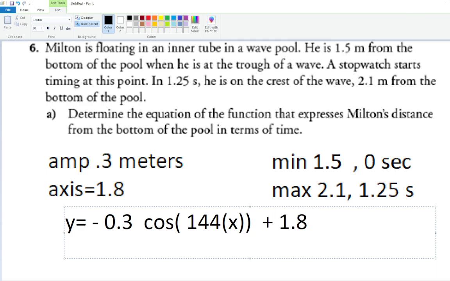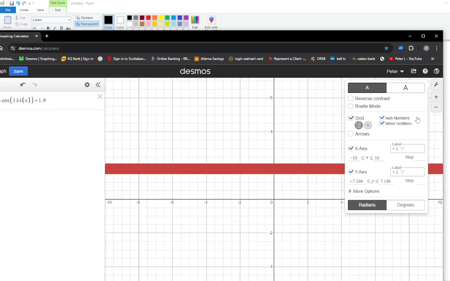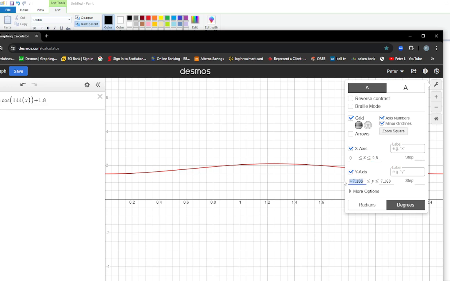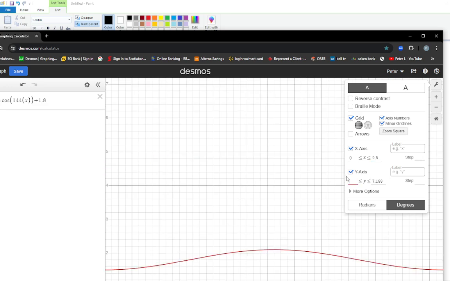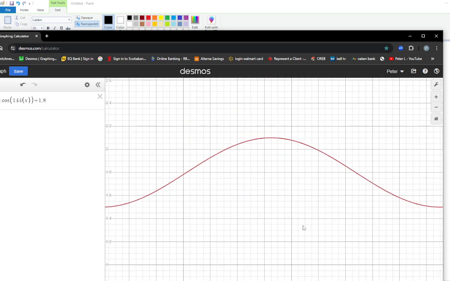And if you ever want to make sure, you pull up Desmos and you make sure it matches the description of what they've told us. Now, sometimes Desmos will look like this. And you have to remember to go in here and make sure your x shows one period, so from 0 to 2.5, and you have to make sure you're on degrees. And then you have to make sure your y shows you the depth of the pool from 0 to 2.1. And this way it gives you a good idea.